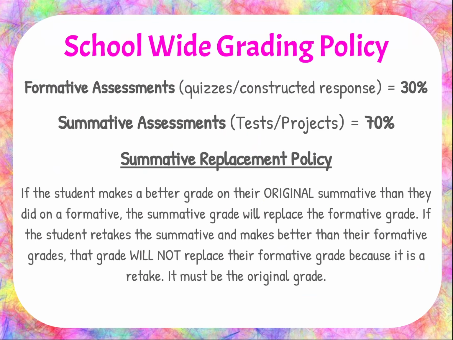As mentioned above, the formative assessments are 30% of their grade and summative assessments are 70% of their grade. If the student makes a higher grade on their original summative than they do on some of their formatives, then that original summative will replace their formative grades. So an example of this would be if the student made a 70 on their long division formative, but they made an 80 on their original summative, then that 80 will replace that 70 long division formative grade. This only counts for their original summative though.